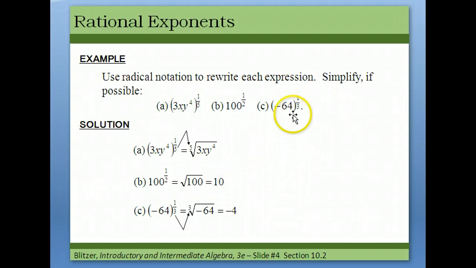Okay, -64 to the 1/3, notice that the negative is inside of the parentheses, so it needs to live inside of the radical, and the power is a 1/3, so we're taking a cube root. So the cube root of -64, which is -4.